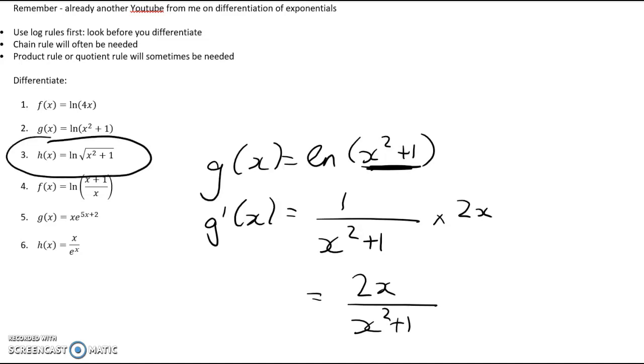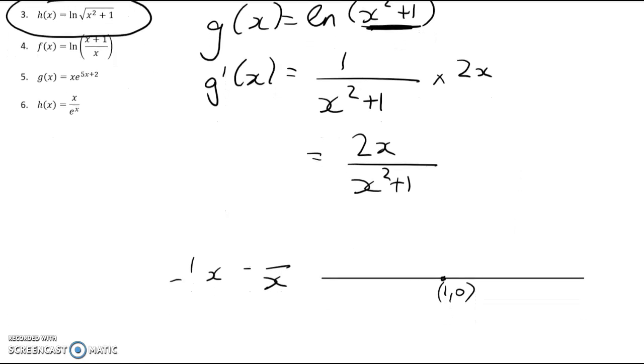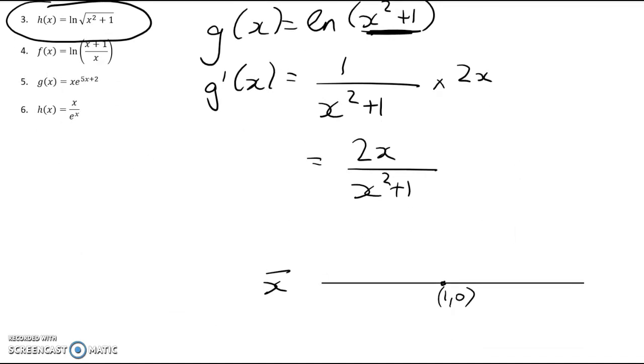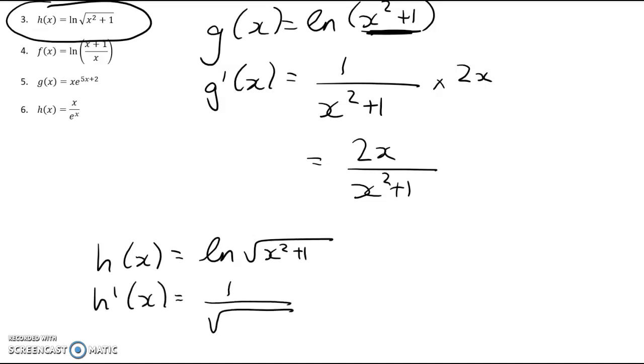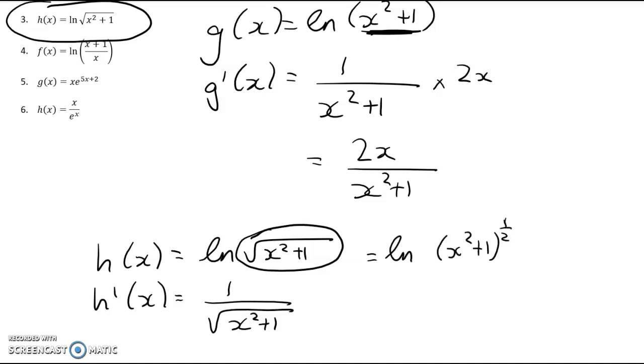Now, h of x is nearly the same, but somehow much worse. If we start doing it like this, without simplifying, we've got the natural log of root x squared plus 1. So the first step is to go 1 over root x squared plus 1, right? This is the bad way to do it. And then I've got to differentiate this thing here. So we might want to write that as x squared plus 1 to the power of a half.